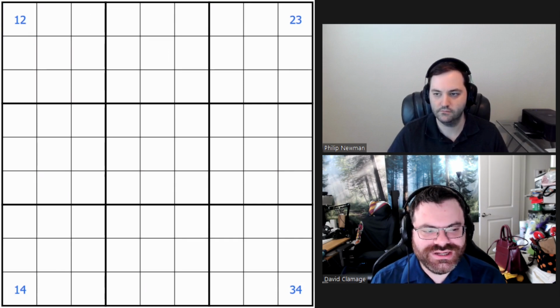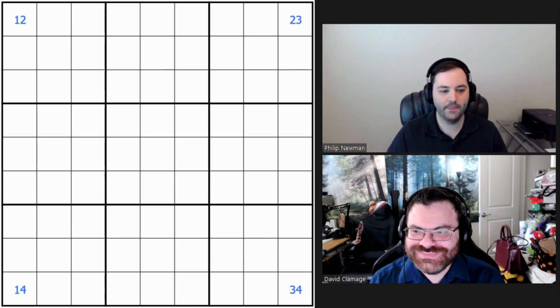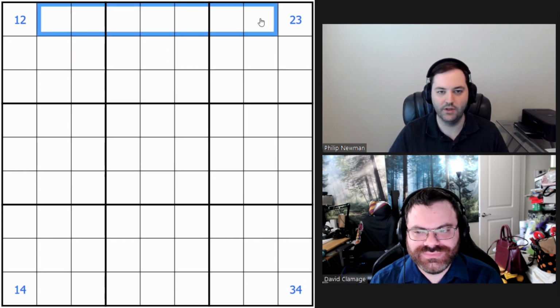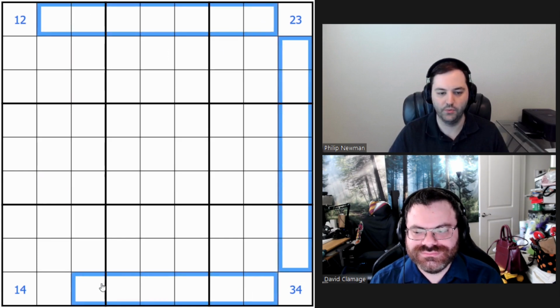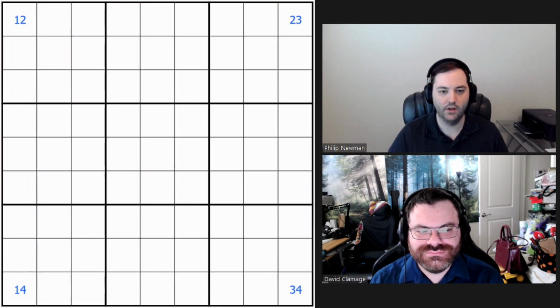Strong link has no meaning anymore, but yeah, so it can happen. It's usually very powerful when you have a pattern like this, because you're eliminating candidates from so many cells. You're eliminating candidates from all of those cells.